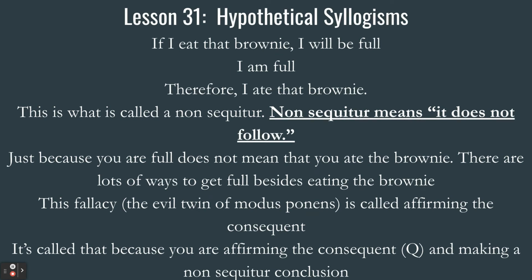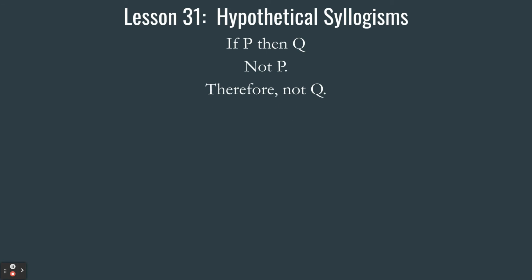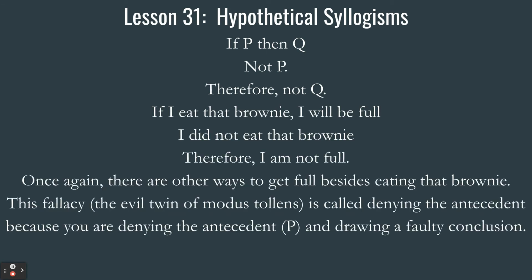All right, so we got modus ponens, modus tollens. We have the non sequitur affirming the consequent. And now here is our last one. If P, then Q, not P, therefore not Q. Again, it might look okay on first glance, but take a deeper look. If I eat that brownie, I will be full. I did not eat that brownie, therefore I am not full.